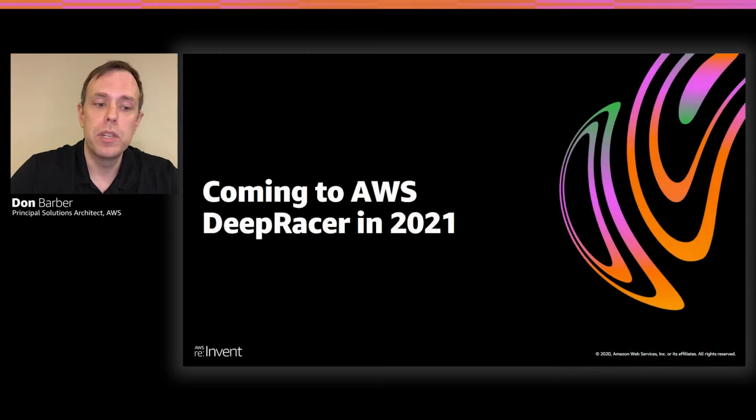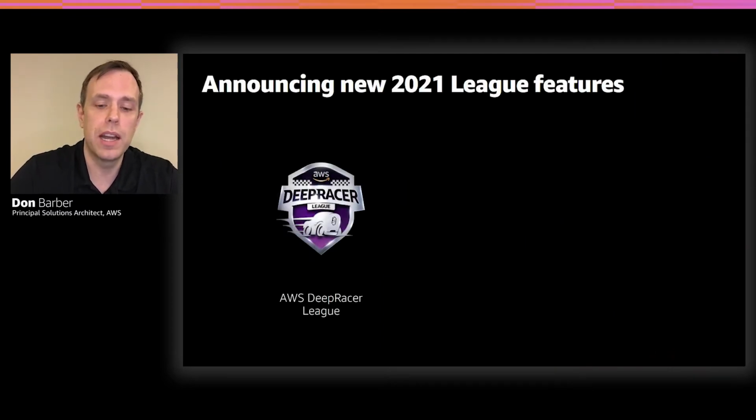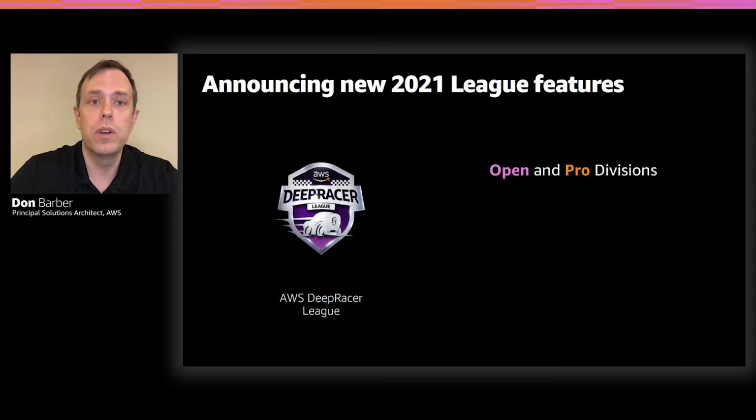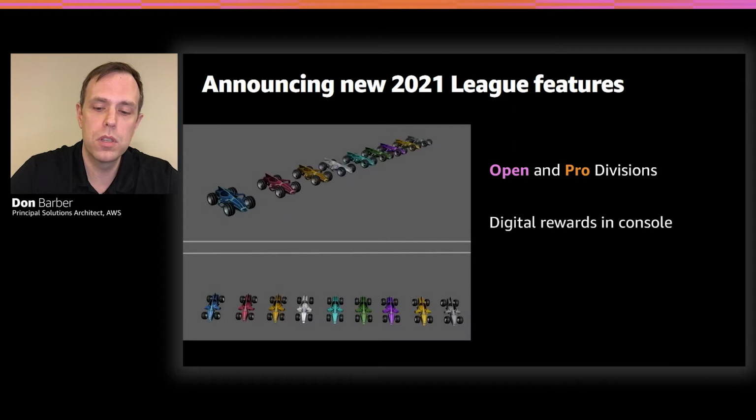So first off, coming to AWS DeepRacer in 2021, really excited about this. We've got some exciting announcements. We're now offering two divisions, both an open and a pro division. With open, we're doing time trial type races with a chance to earn digital rewards, such as custom DeepRacer shapes, paints, wraps, and more. And the top 10% of those racers will be invited to the pro division.